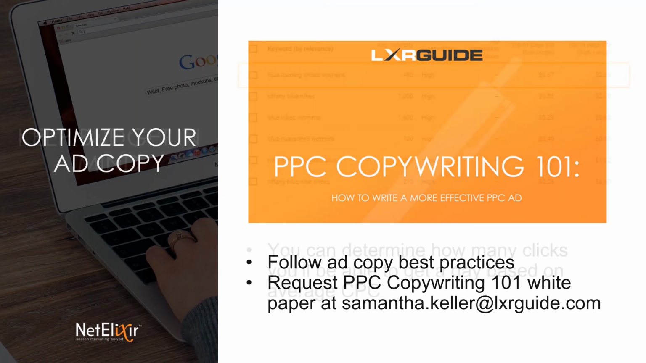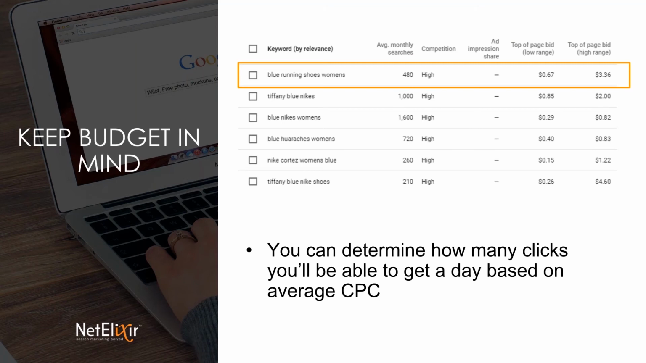Finally, one last note is to keep budget in mind when creating your setup and adding keywords to your account. So you don't want to create a setup that's too big for the budget you have in mind, so you'll want to look into the average top of page bid when adding keywords to your campaigns. If you take a look at the example at the top of this slide, you'll see that the keyword blue running shoes can cost upwards of $3 a click.